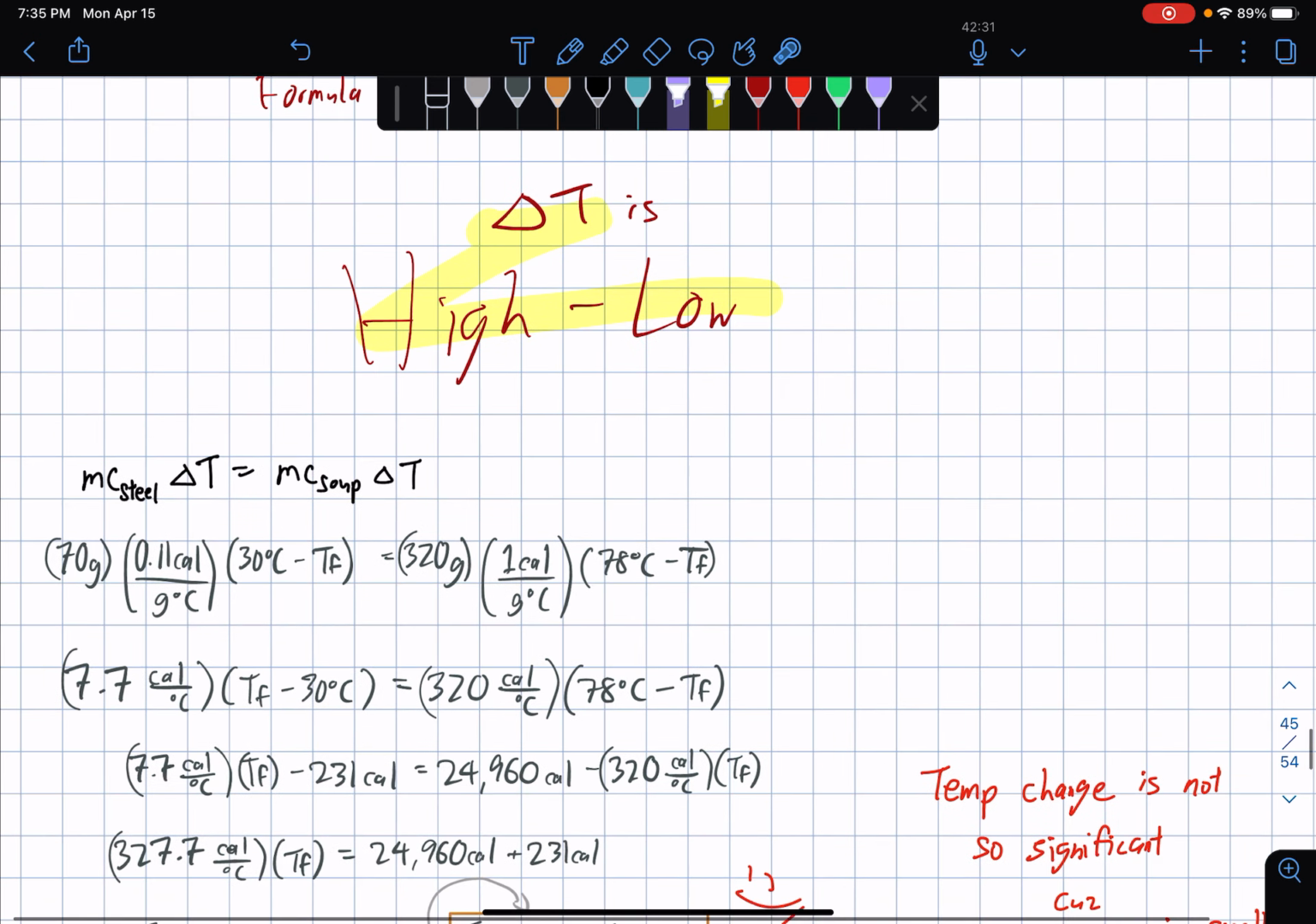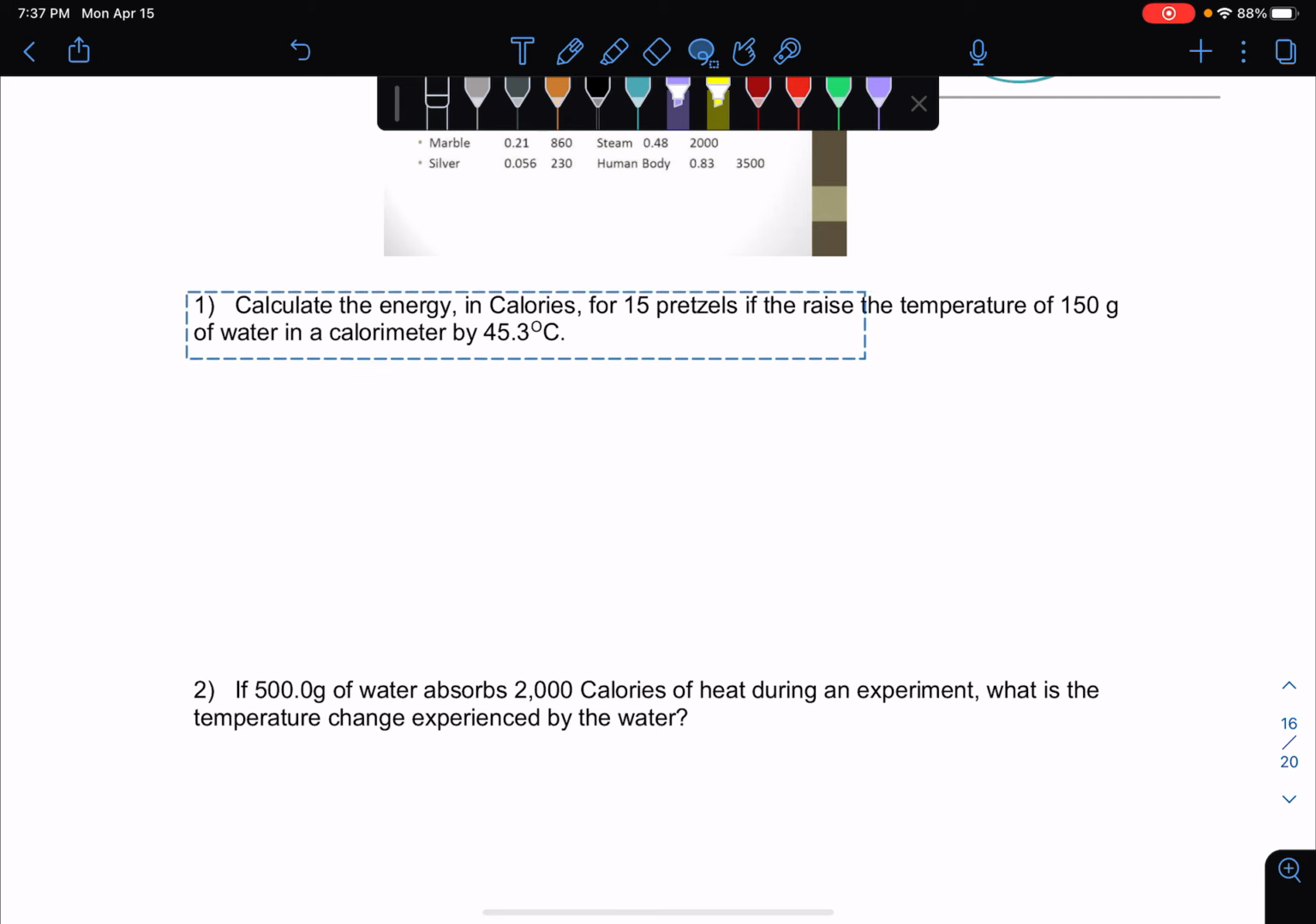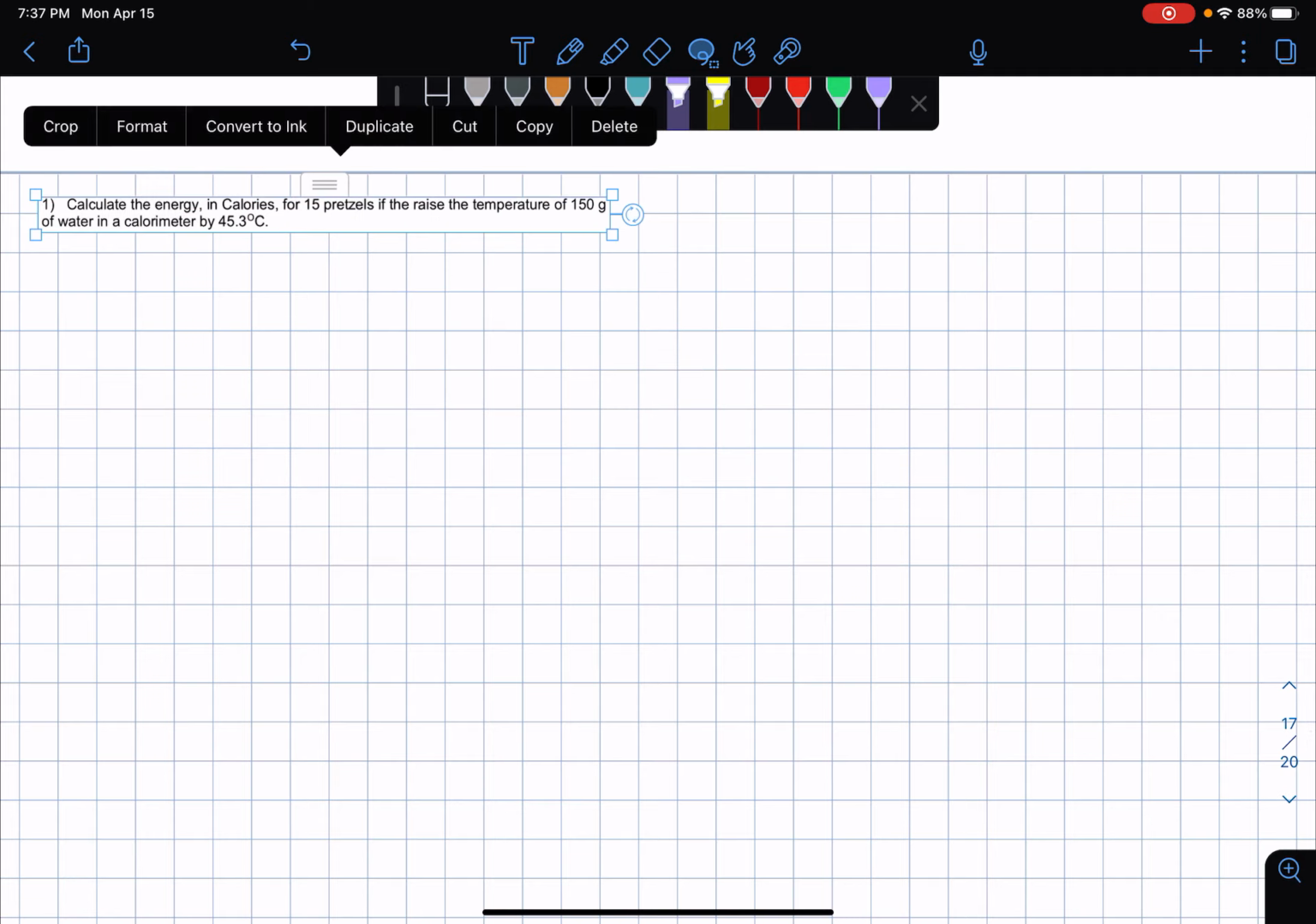Okay, hang on. You can fast forward. Okay, so we have to calculate the energy in calories for 15 pretzels if the rise of the temperature... I don't understand this grammatically.